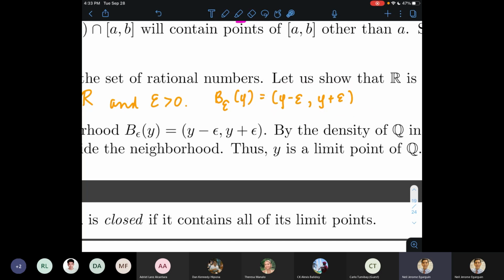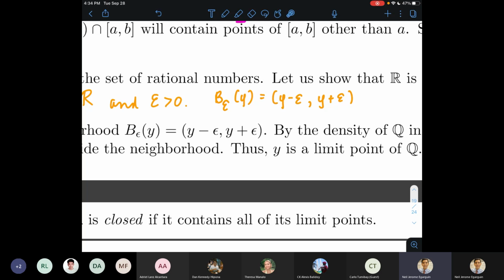Tama? And then remember the density property of Q in R. So sabi ng density property, which I think we proved last time, sa pagitan ng dalawang real number, laging meron kang makikitang nakasingit na rational number. And we can apply that property here kahit ano pa si epsilon. Si y minus epsilon at si y plus epsilon ay real numbers. So ibig sabihin sa pagitan nila, merong nakatago na isang rational number.